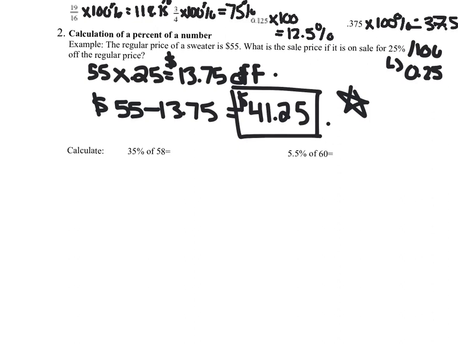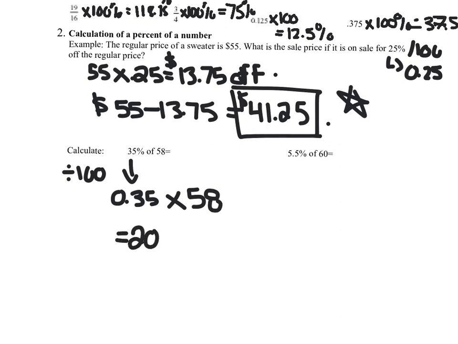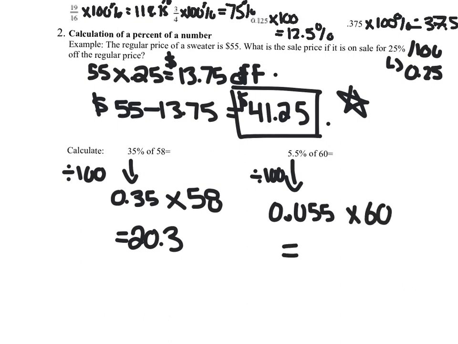Let's look at a couple more examples of that. So 35% of 58, again, convert to a decimal by dividing by 100. And then of means multiplying. So we get a value of 20.3. Again, let's look at one more. So 55.5% divided by 100 gives you 0.055. Of means to multiply, so we're going to multiply it by 60. And we find that 5.5% of 60 is the number 3.3.